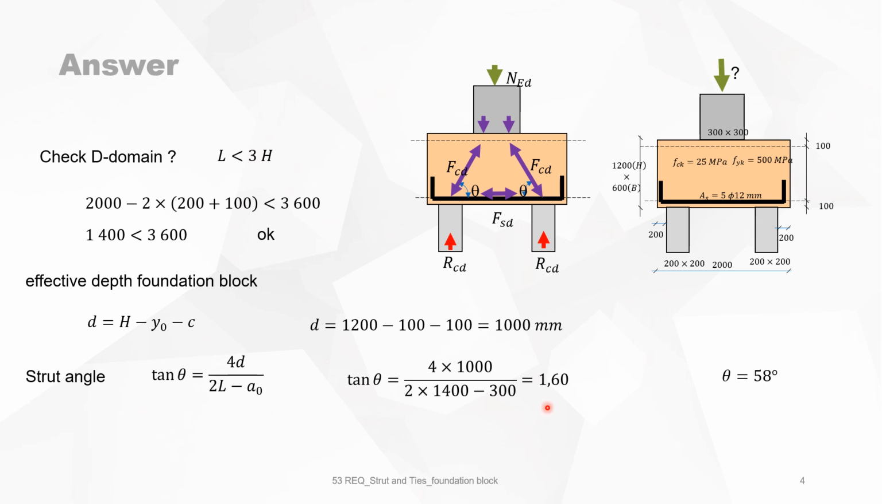So tangent theta is 1.6. That means 58 degrees. But when theta is bigger than 55 degrees, we can increase the permissible stresses with 10%. In this question, we do not do the knot verification, so we will not further use this.